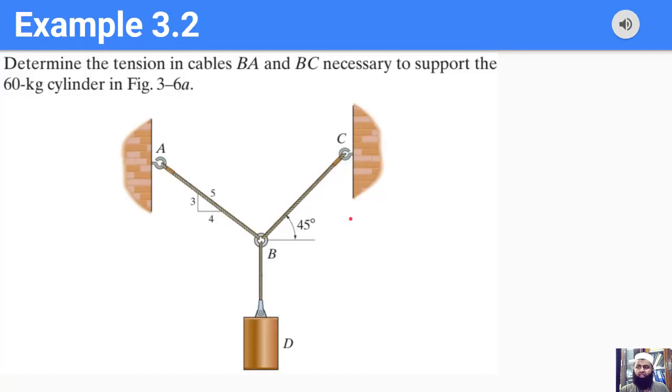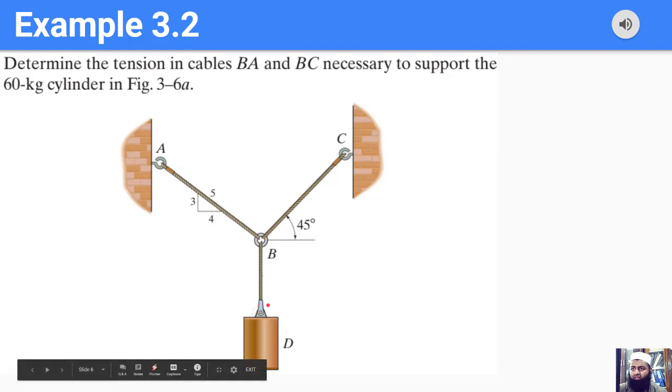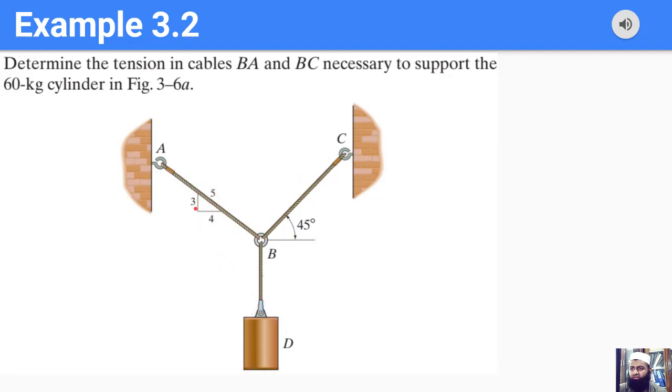Okay, so here we have a very simple example. It is from the book: determine the tension in cables BA and BC necessary to support a 60 kilogram cylinder in figure 3.6a. This figure is given below. Now what we have here is a load which is 60 kilograms, and there are two strings. One of the strings is at an angle of 45 degrees, the other one is given through this similar triangle as we discussed before. And now we want to solve for these three forces.